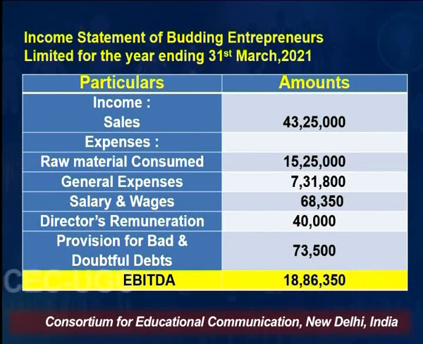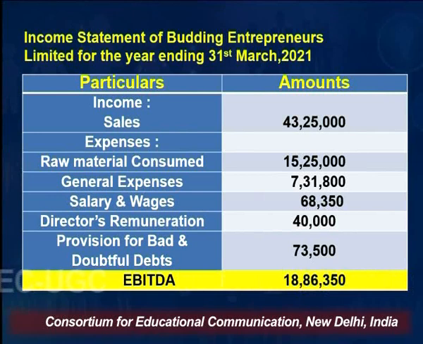I'll tell you how to solve it, how to attempt it. If you look at this income statement, you have sales as income, and then the expenses: raw material consumed, general expenses, salary and wages, directors' remuneration, and provision for bad and doubtful debts. The company has reported EBITDA, that is earnings before interest, tax, depreciation and amortization, and this value comes to 18,86,350.